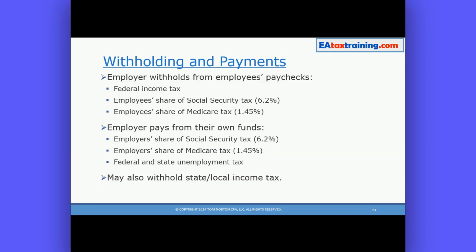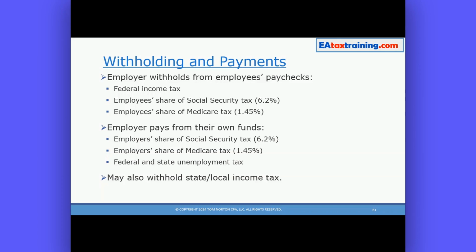Then from your own funds, so the employer has to pay from their own funds, not withheld, they have to pay the employer's share of Social Security and Medicare tax, which is another 7.65%. And they have to pay from their own funds federal and state unemployment tax. They may also have to withhold state or local income tax.